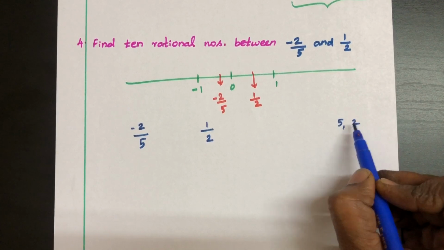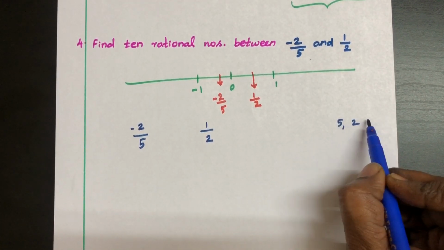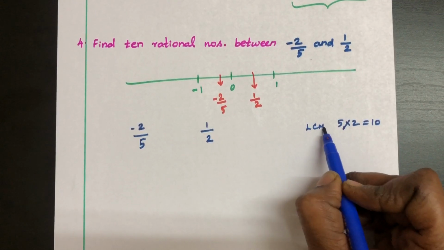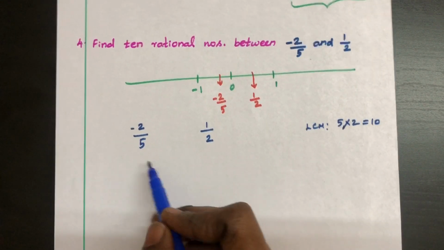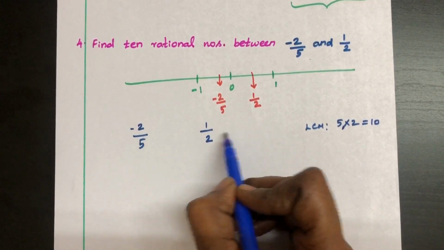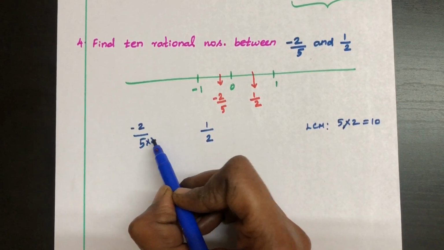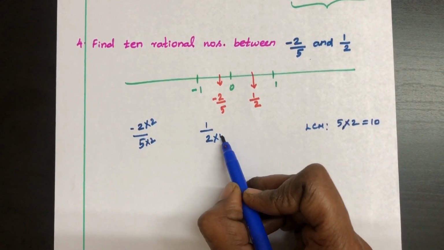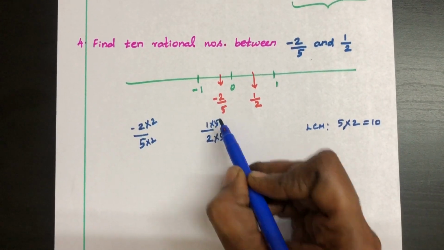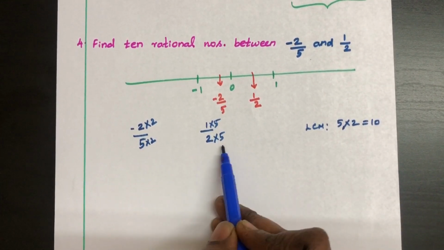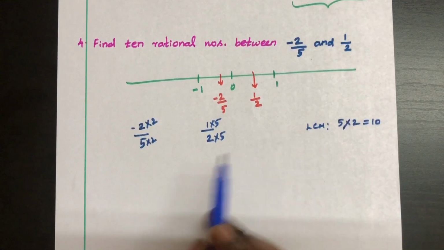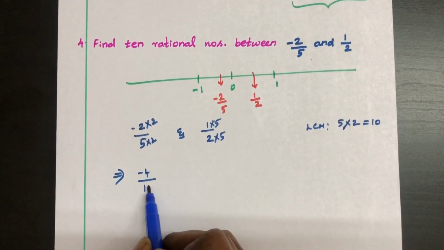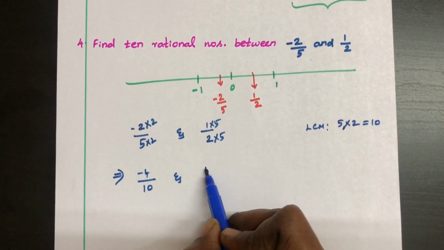5 and 2. LCM is 5 into 2 only, right? 10. 5 into 2 is equal to 10. LCM for 5 and 2 is 10. So shall we make the denominator 10? For that, multiply and divide by 2 here, and multiply and divide by 5 here. Then only the denominator becomes 10. Make the denominator equal. That's all. So this gives us minus 4 by 10 and 5 by 10.